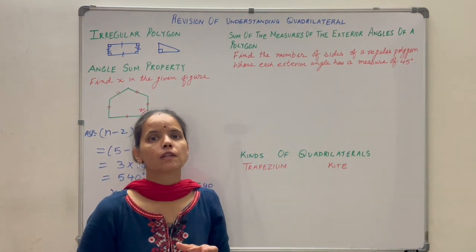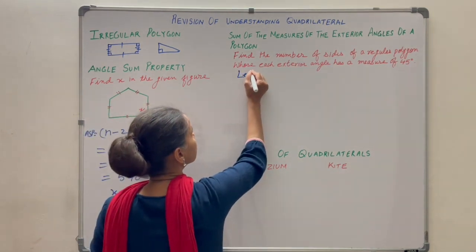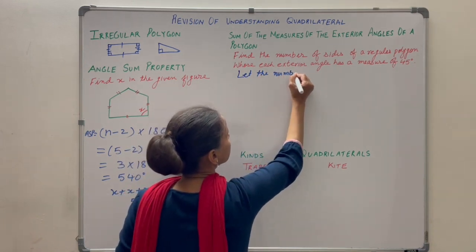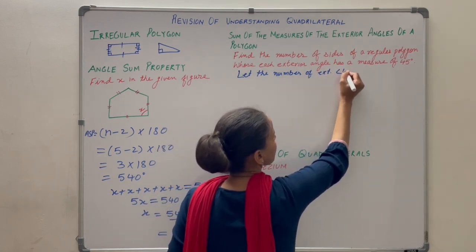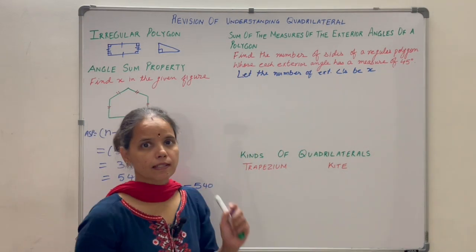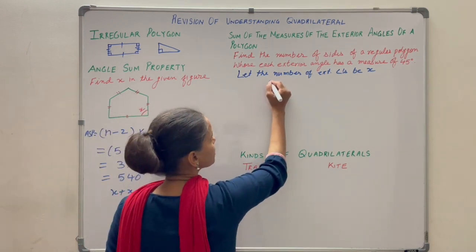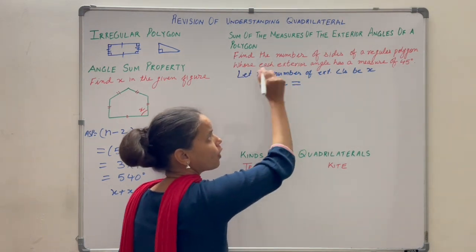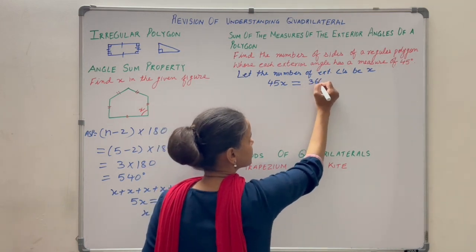So let us assume the number of angles to be x. So let the number of exterior angles be x. So the number is x and the measure of one angle is 45. So, unitary method, how much is the sum of all exterior angles? 45 into x. And the sum of all exterior angles of a polygon is 360 degrees.